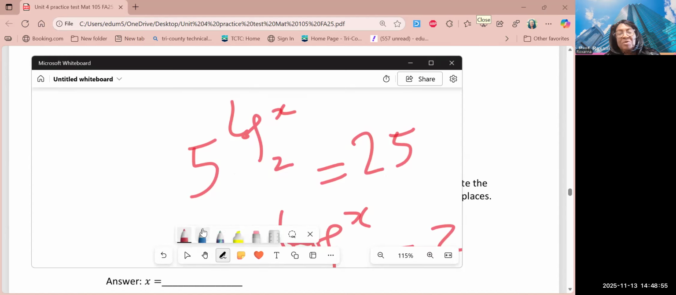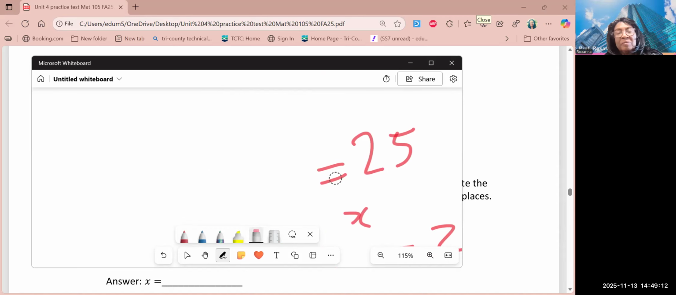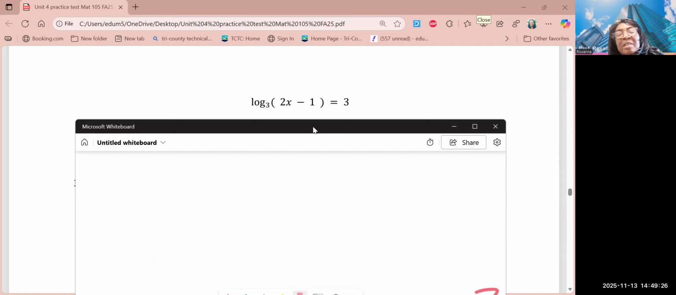So we're going to try and solve the problem. We are told to use a calculator, so we'll try to do it algebraically without a calculator first. Clean first. Okay, so the question says log to base 3 of 2x minus 1 is equal to 3.